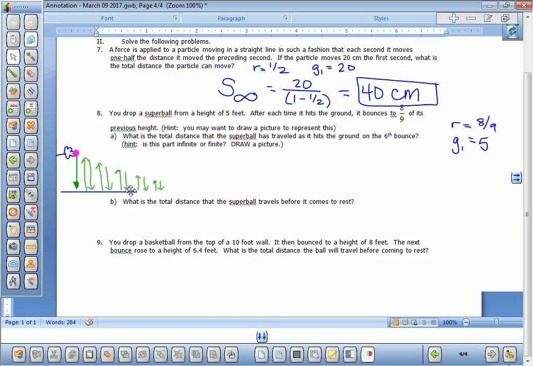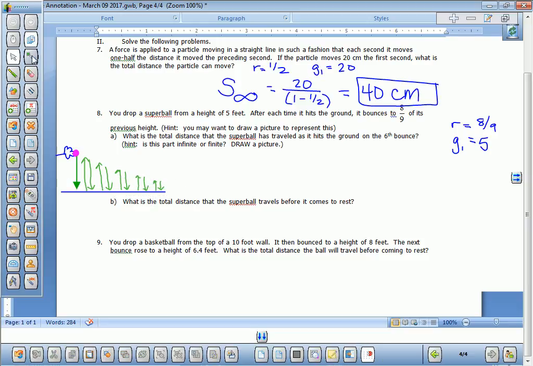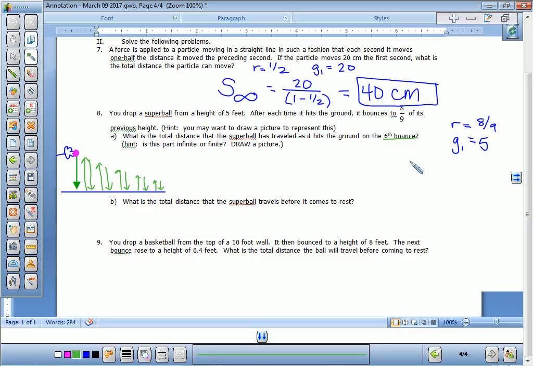And this problem says we want to figure out how far this ball travels to its 6th bounce. So this would be my first time, this would be the 2nd time, the 3rd time, the 4th time, the 5th time. And this would be the 6th time the ball hits the ground, on its 6th bounce. So this isn't a forever problem. This is a 6 times problem.